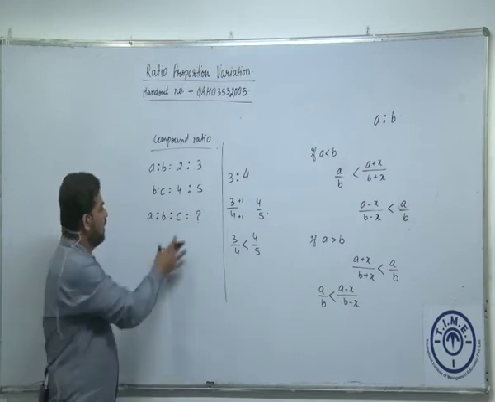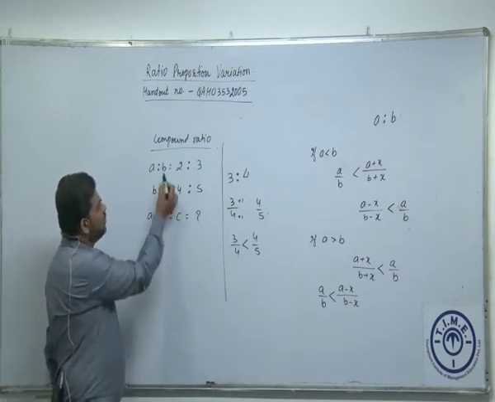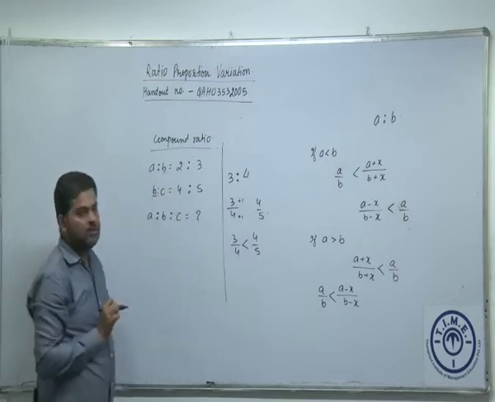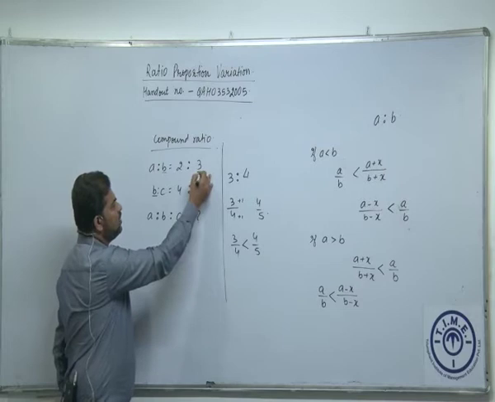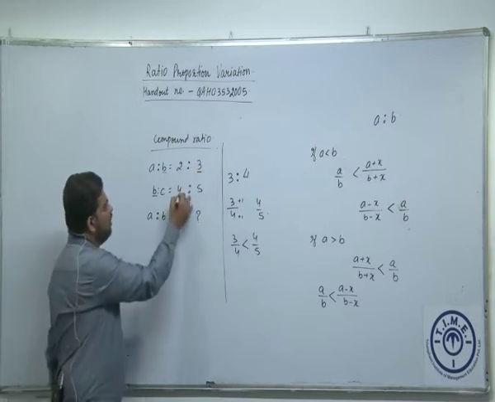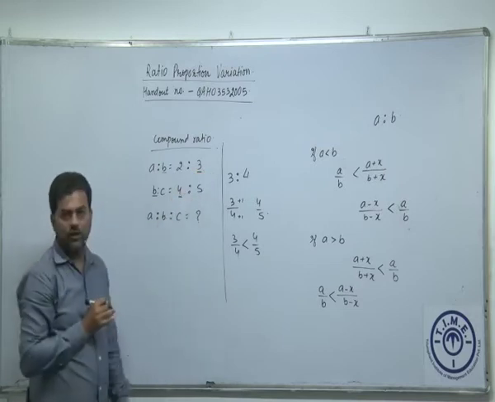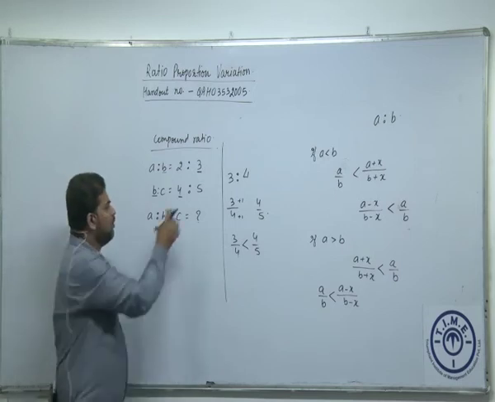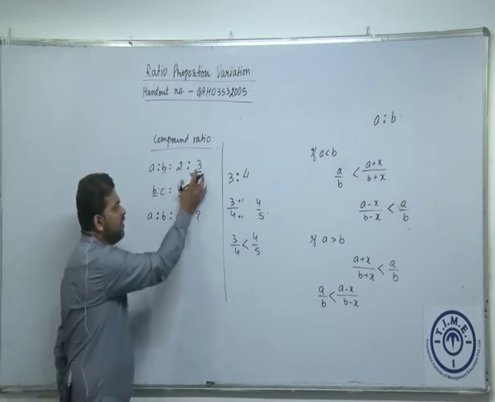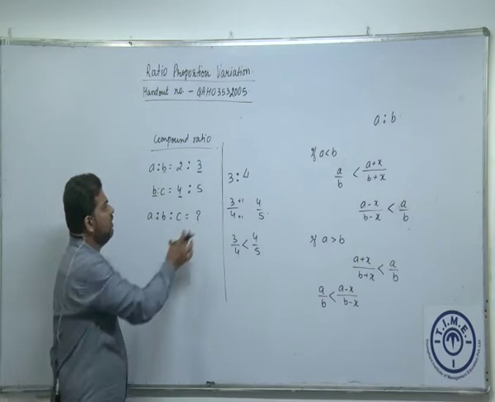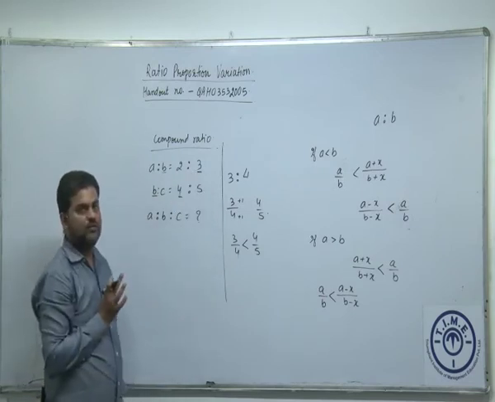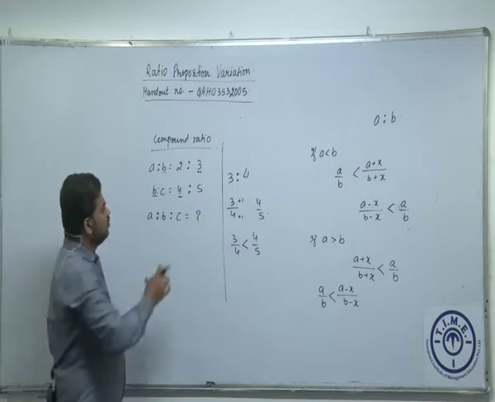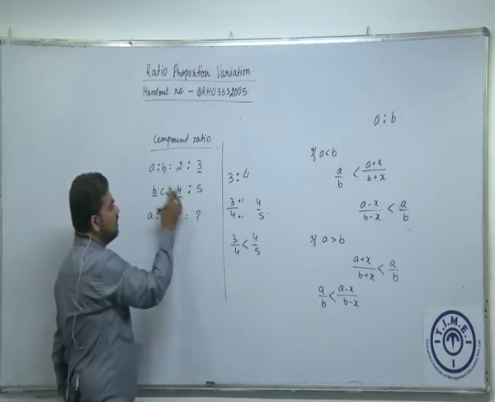So how do we get the value? Okay, let's understand here. Can we say what is common in these two ratios? The common is B. What is the value of B here? It is 3 ratio points. And what is the value of B here? It is 4 ratio points. So we have to make sure that these two ratio points are equal. How do we do that? Think about the LCM of 3 and 4. What is the LCM? LCM is 12. So we have to make this also 12 and this also 12.